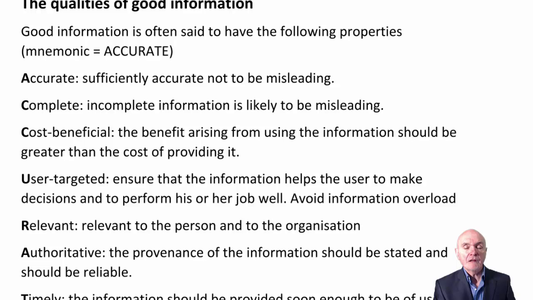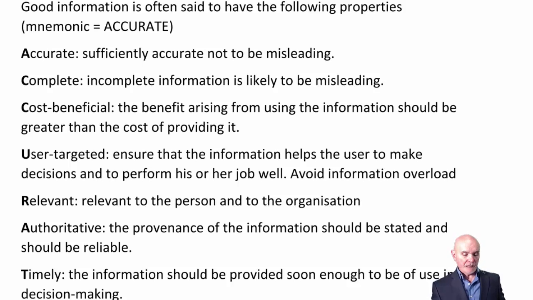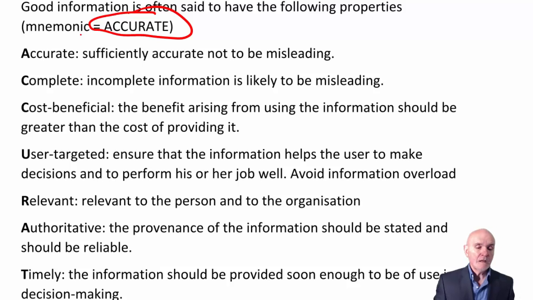Now, a common way of thinking about what qualities good information would have is to use this mnemonic, which we've got here, of accurate. Now, different textbooks change very slightly what these letters stand for, but this is as good a list as any here. So you want the information to be accurate, but by accurate we don't necessarily mean right down to the last cent. If you are the head of a large international organization, you don't need to know the information to that sort of accuracy. You might be quite happy with the nearest $1 million.